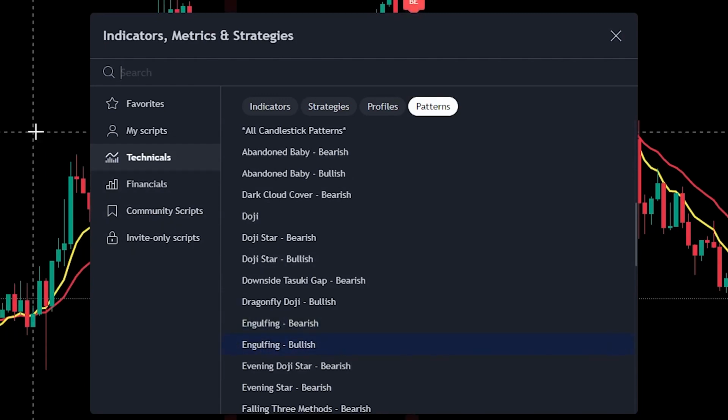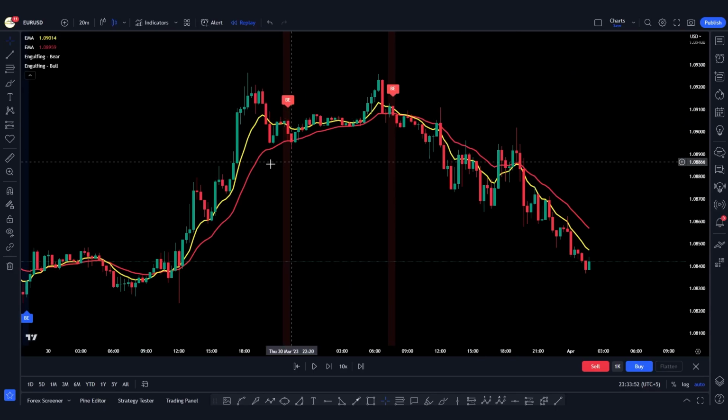Depending upon your TradingView subscription, you might not be able to add 4 indicators onto the chart, but what you can do is, if you're looking for short entries, you can just add the engulfing bearish, and if you're looking for long entries, then you can add the engulfing bullish. So that's how you can use this strategy. But here I have the premium subscription, so I can add all 4 of these.